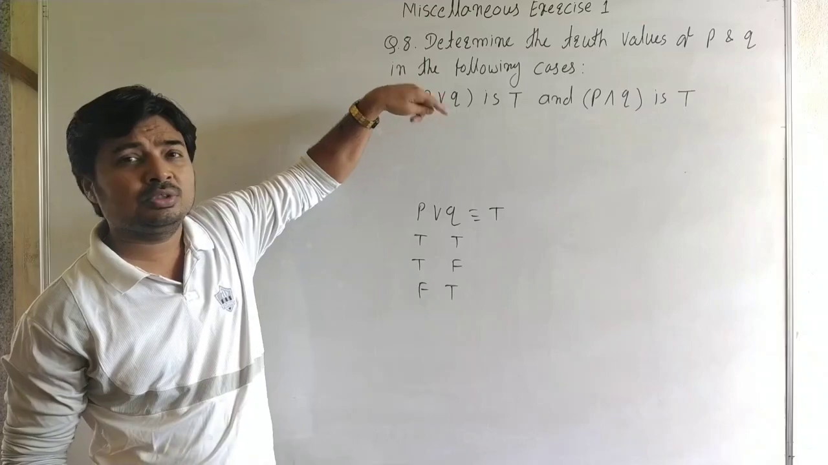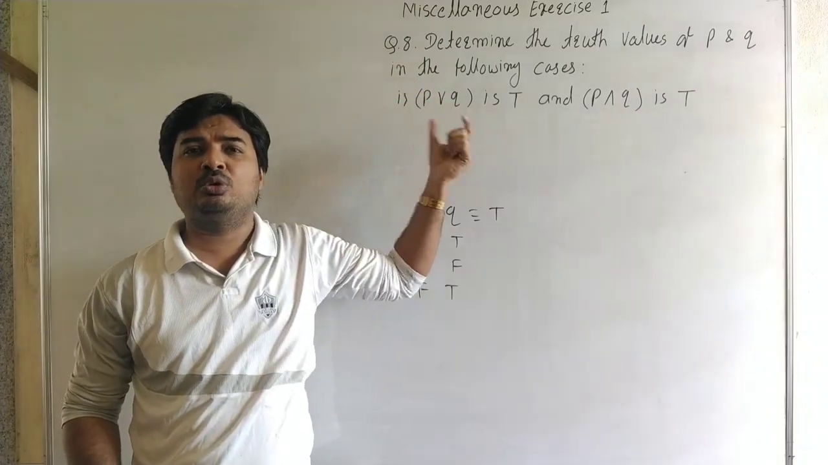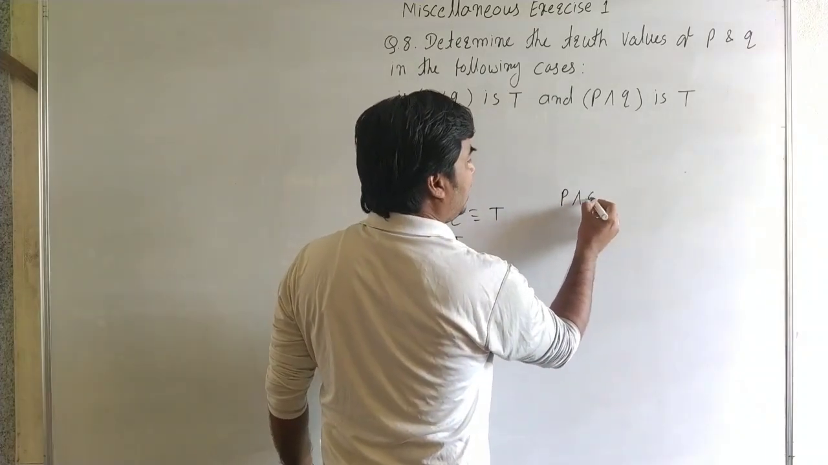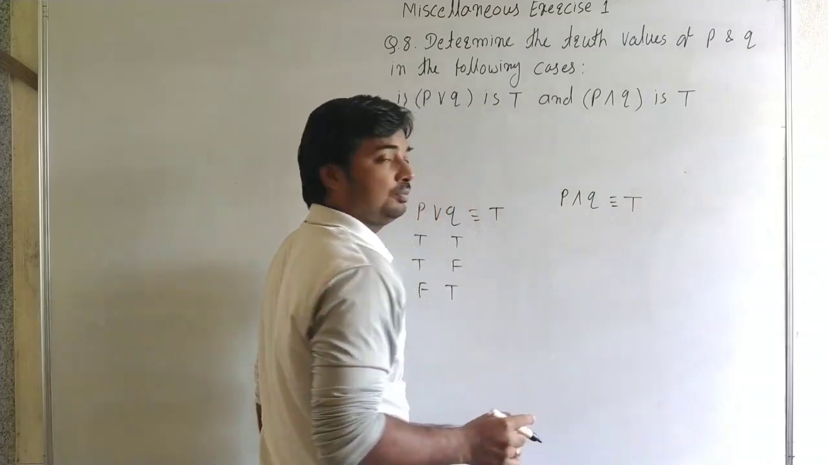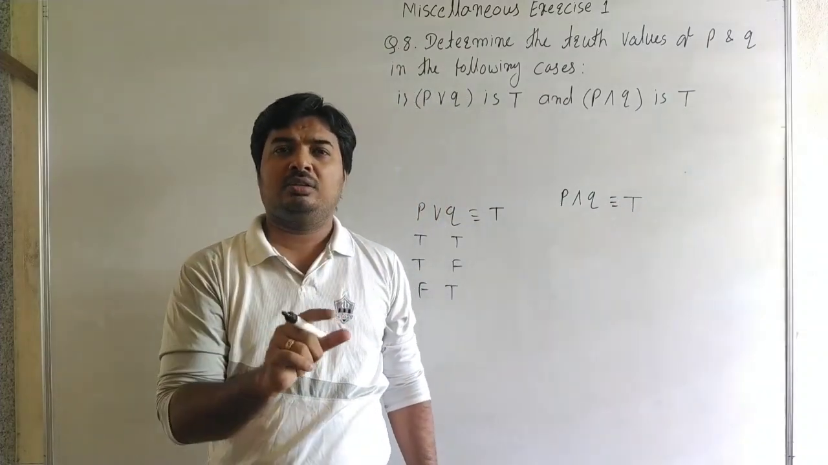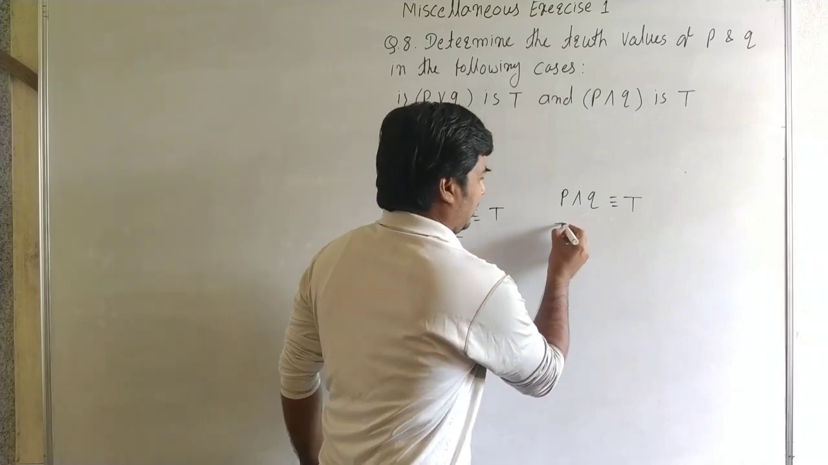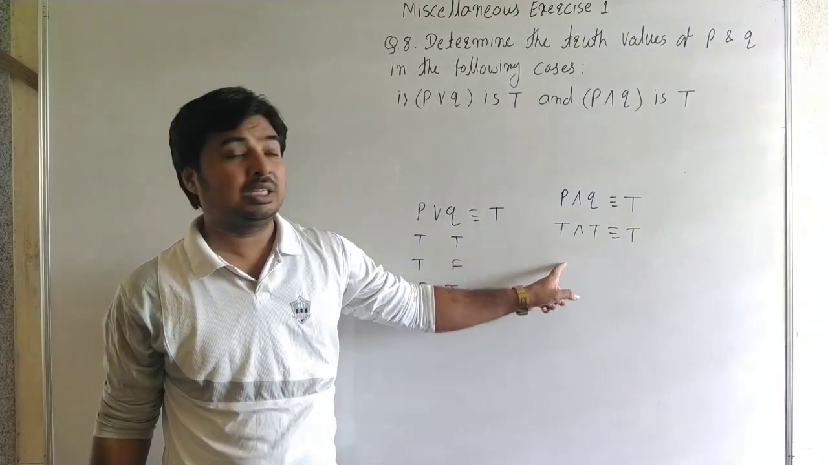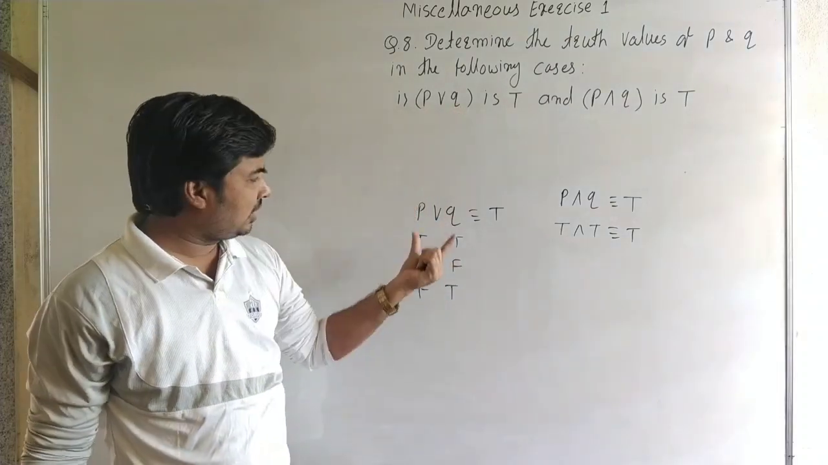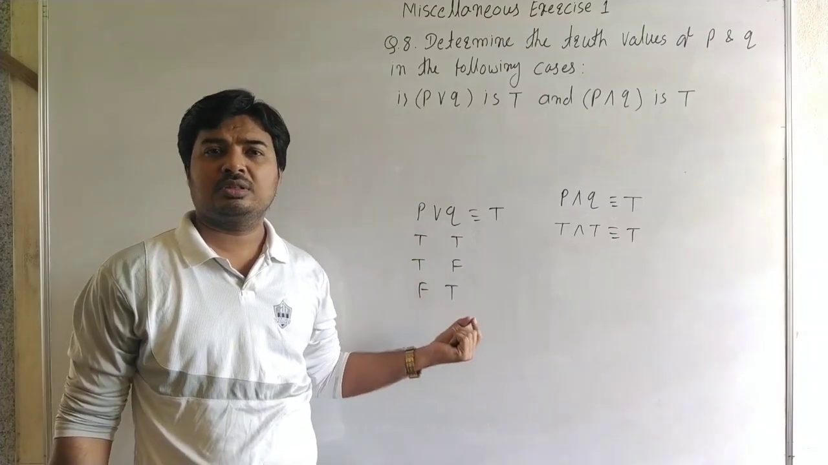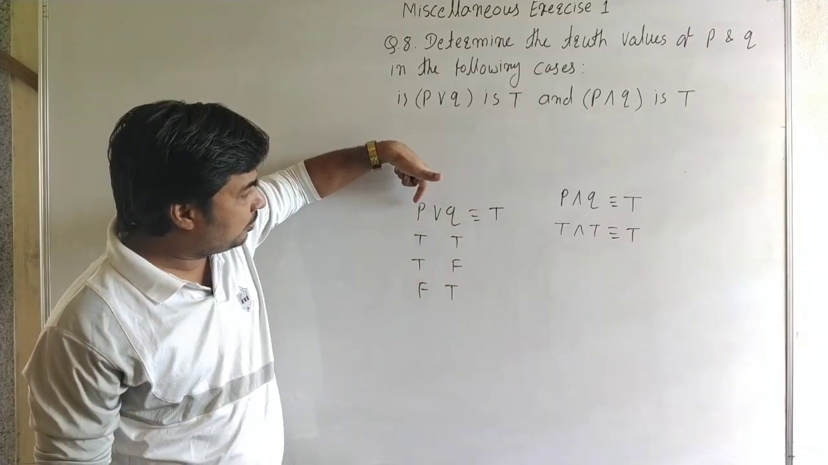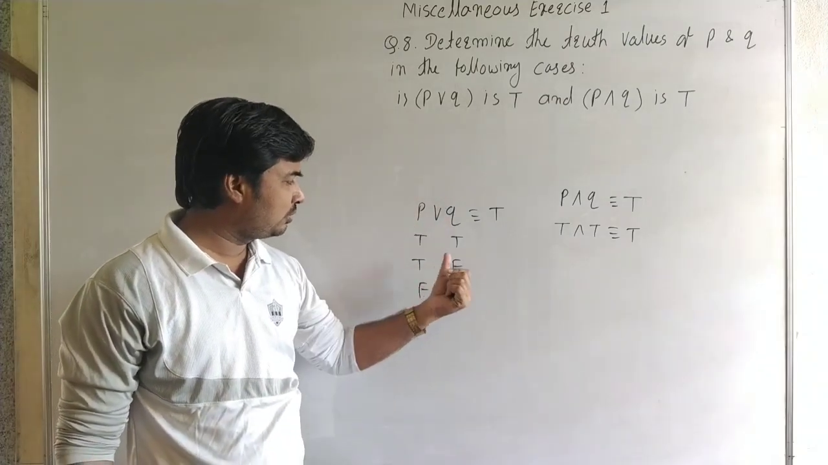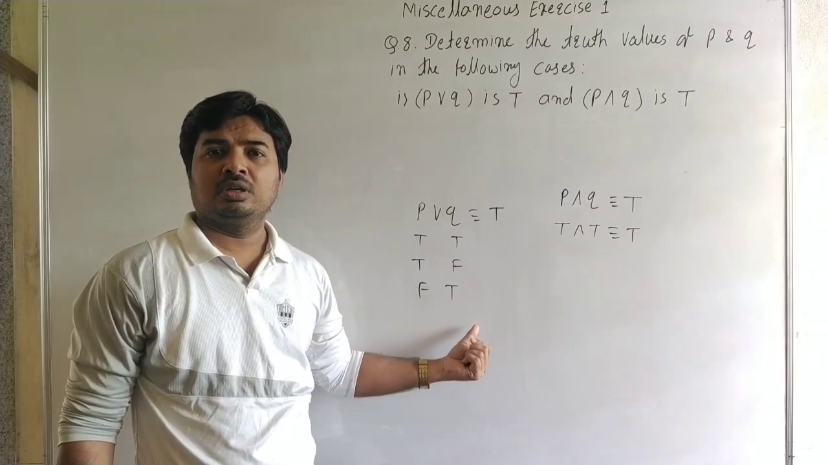So from this condition we cannot say directly the truth values of P and Q. But in the second condition, P and Q is true, and we know that in the AND, when both statements are true, then the result is true. In the first case there are three possibilities, so we cannot say directly that P is true or Q is true. If both are true, or P is true and Q is false, or P is false and Q is true.